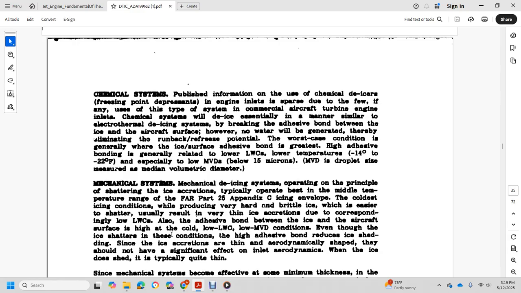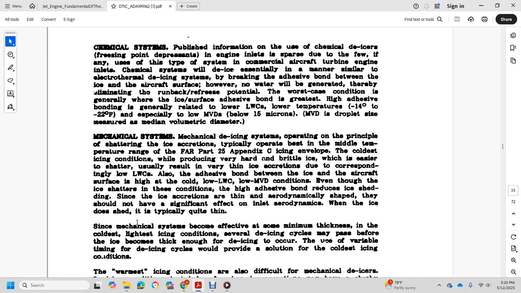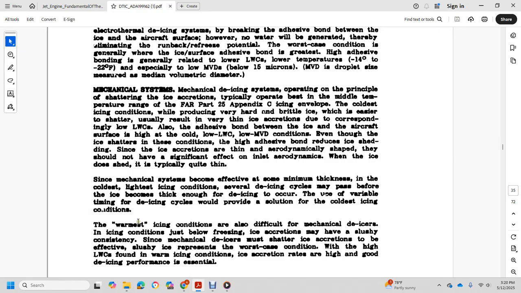Even though the ice shear of these conditions is high, the high bond reduces the shedding, since the accretions are thin and aerodynamically shaped. They should not have a significant effect on the inlet aerodynamics, where the ice is typically quite thin. Since mechanical systems become effective only at some minimum thickness, in the coldest icing conditions several de-icing cycles may pass before icing becomes thick enough for de-icing to occur. Variable time de-icing cycles can provide a solution for the coldest icing conditions.